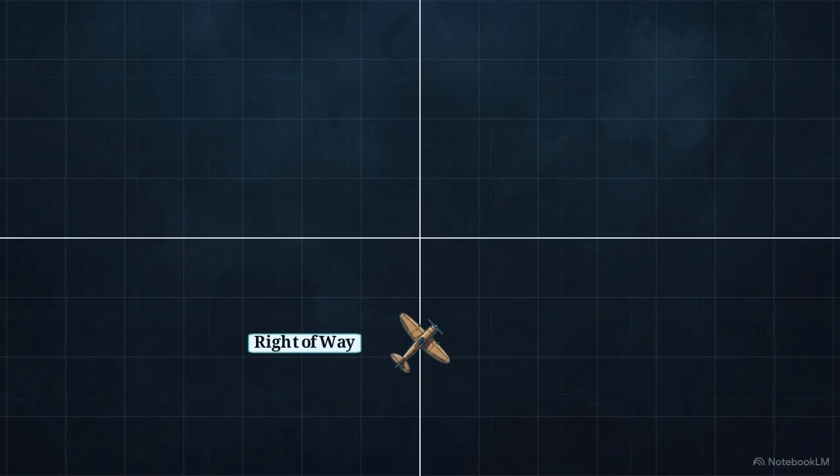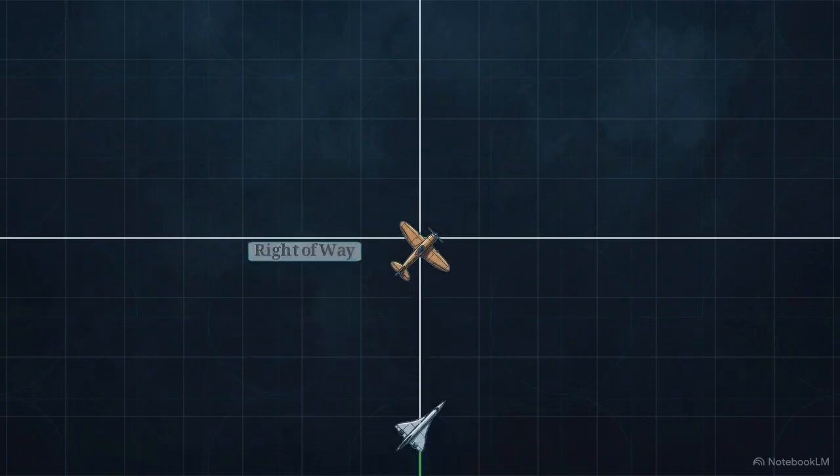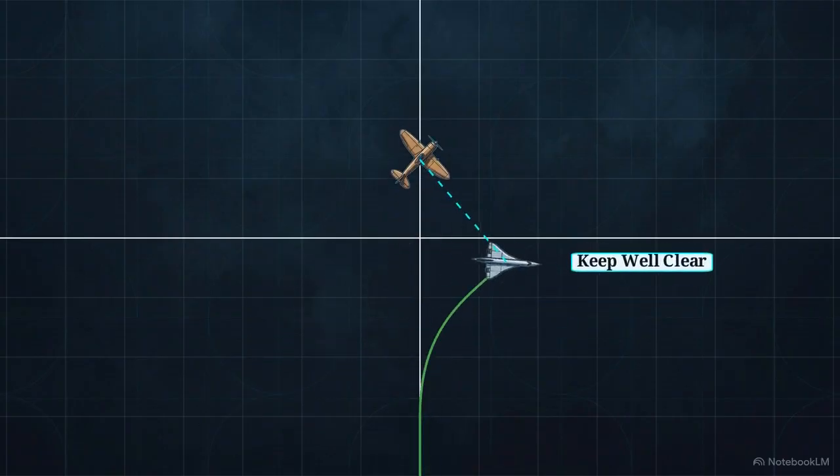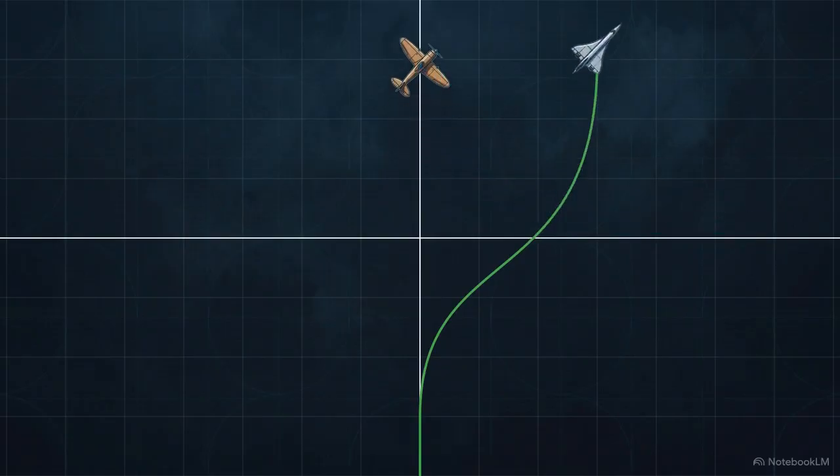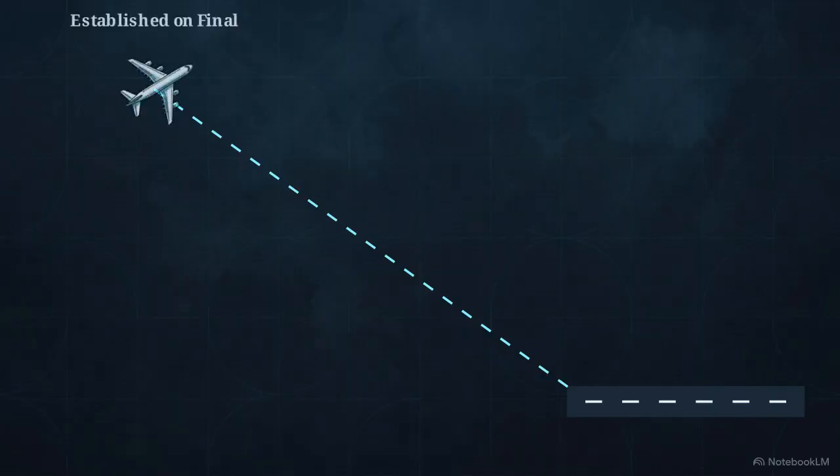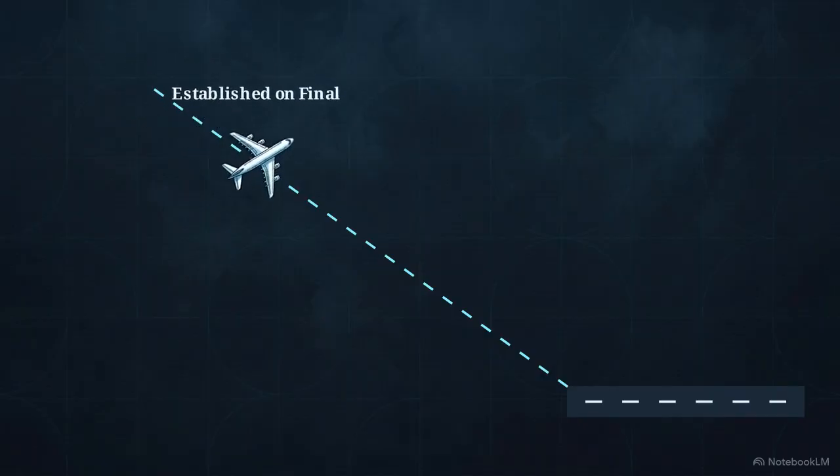Speed creates its own set of rules. An aircraft that is being overtaken has the right of way. The faster aircraft coming from behind must alter its course to keep well clear, while the overtaken aircraft continues on its path. For landing priority, lower aircraft generally have priority.